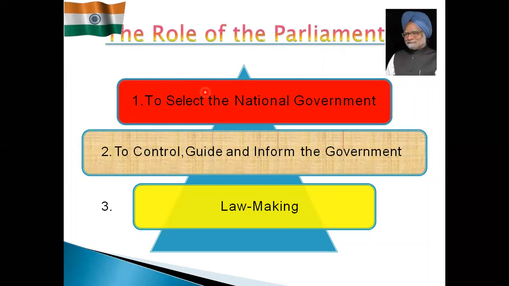For example, the different types of government, the selective national government. What is the difference between central government and state government? What is the difference between the ruling party and opposition party? What is the difference between the prime minister and chief minister? That is also called the division of powers. The powers and functions of the government are divided into central and state.